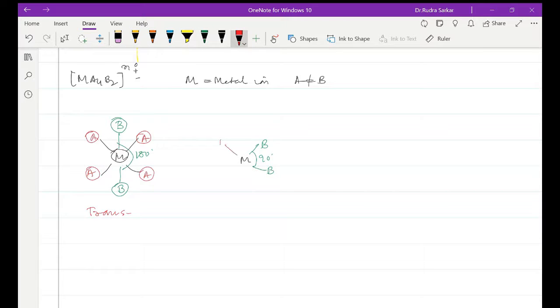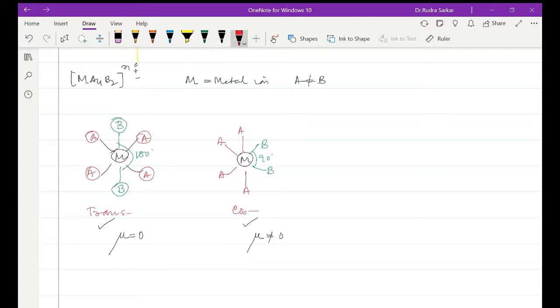So we can say that this will be another set of arrangement that is possible for this type of complex. This arrangement, where the two B atoms are at 90 degrees to each other, will be called a cis arrangement. Interestingly, if we consider the dipole moments of these two complexes, the trans one and the cis one, for this one it will be 0, and for that one it will not be equal to 0.